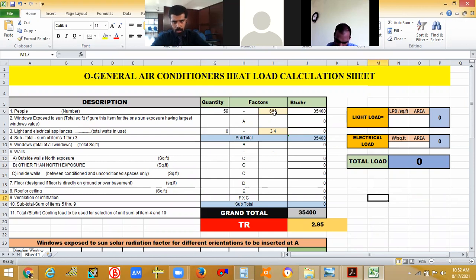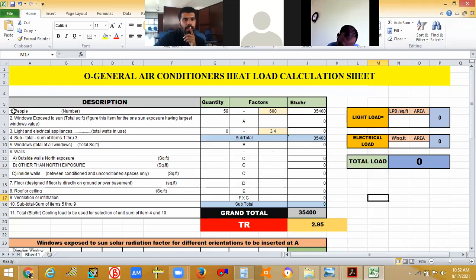So this factor is a constant. In order to convert the number of people into BTU per hour, you just multiply it with 600. It is already given here. So you got 35,400 BTU per hour in this first description.